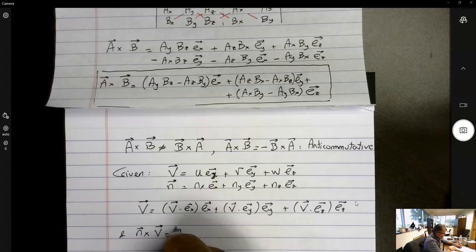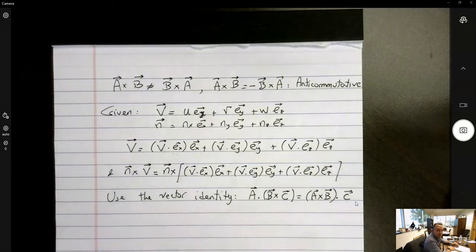All right, and we're going to use a vector identity. A vector identity that reads: A dotted into B cross C is equal to A crossed into B dotted into C. It's a very simple vector identity. You can check that it works, but we're not going to go through the demonstration that that's true. Just take my word for it.